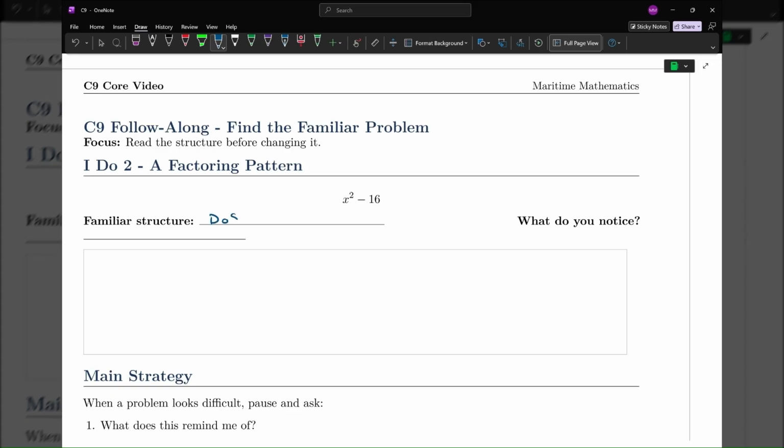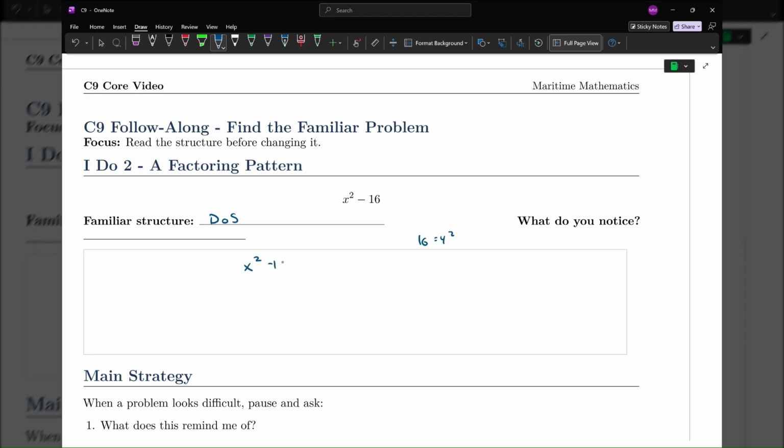So the difference of squares. What do we notice about it? What can we do with that? Can we rewrite 16 as a square? Yes, because 16 is equal to 4 squared. So we have that familiar pattern. We can utilize that in our question, right?